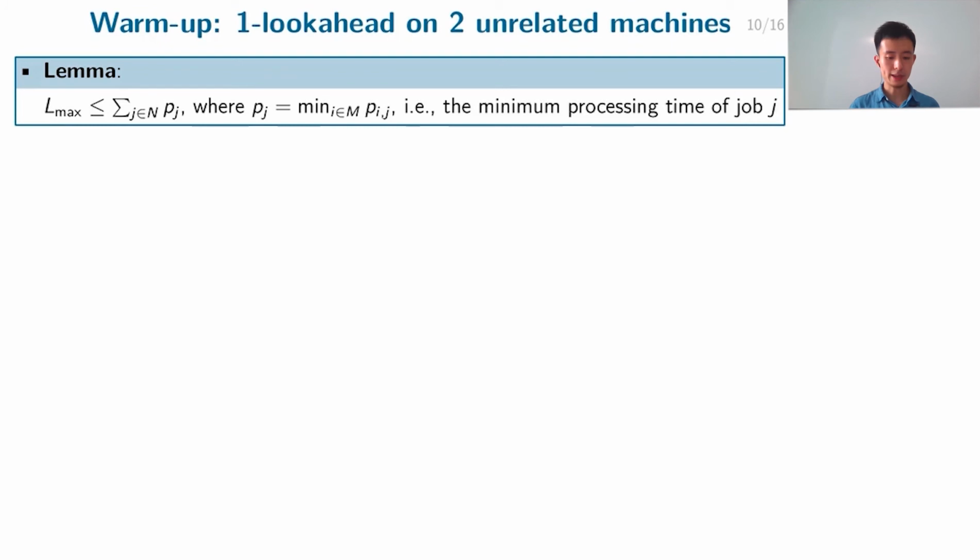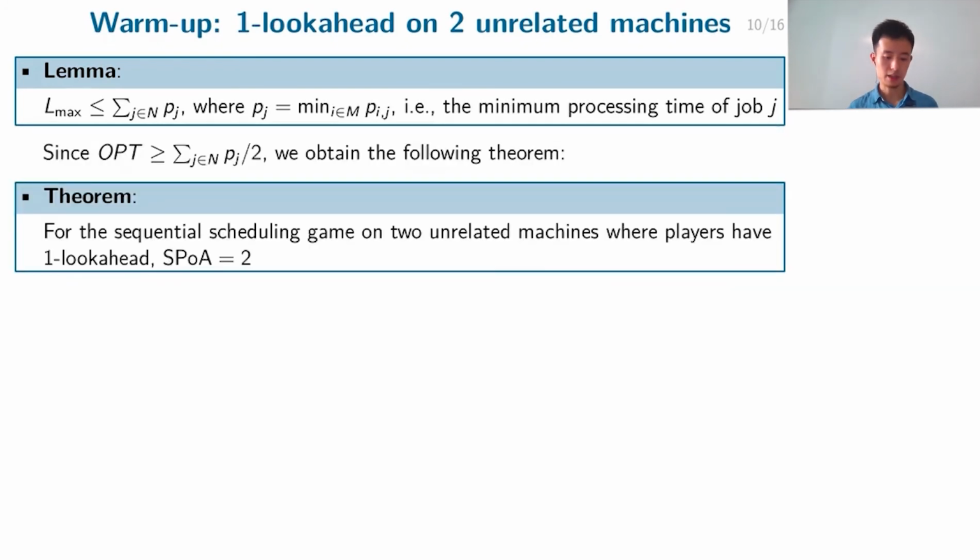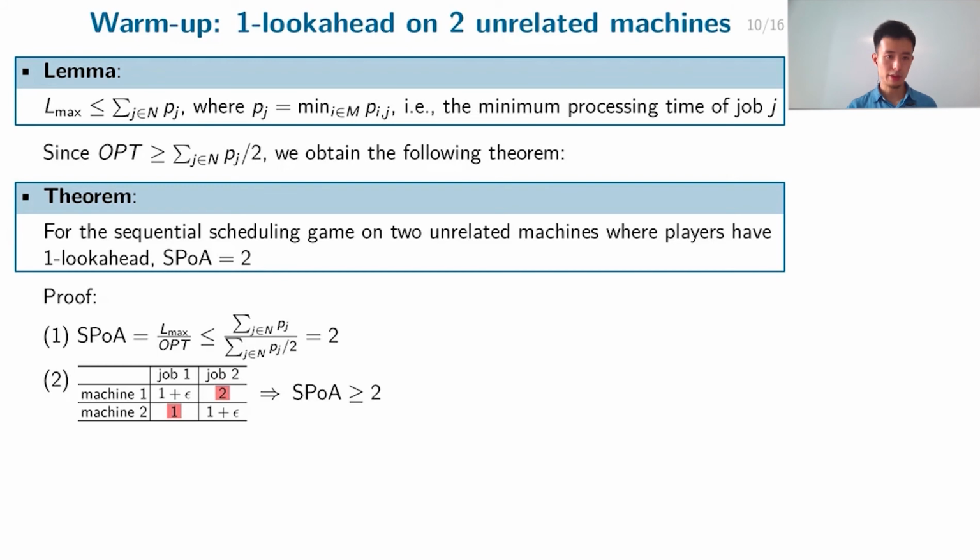In this part, we analyze the sequential price of anarchy for the one look-ahead model on 2 unrelated machines as a warm-up. We first give the main lemma, saying that the mixed span is no larger than the sum of total minimum processing time. By this lemma and the trivial lower bound for the OPT, we can obtain the following theorem, that the SPOA is equal to 2. The proof is actually quite simple. The upper bound is obtained by the lemma and the bound for the OPT, and the lower bound can be obtained from a simple case.